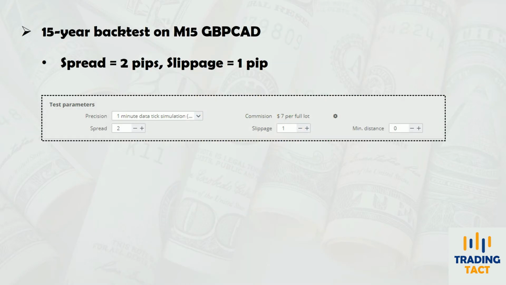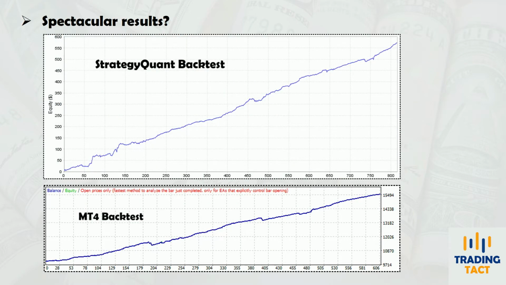I did a 15-year backtest on the 15-minute pound Canadian using a spread of 2 pips and a slippage of 1 pip, which is generally conservative if you are using an ECN broker. Results are spectacular. Are they too good to be true?